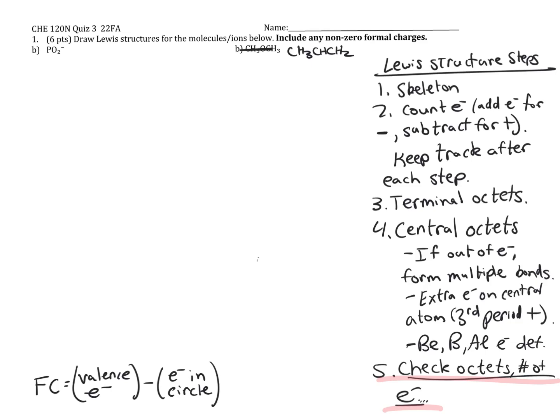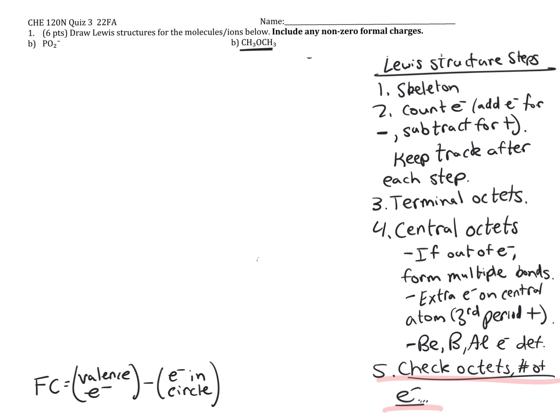Okay, our Lewis structure example here, we have PO2 minus as the first one, so let's go through that one. We start out by drawing the skeleton structure, PO. Then we count our electrons and we keep track of that throughout the entire process.